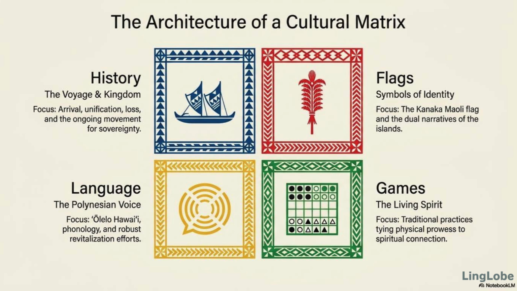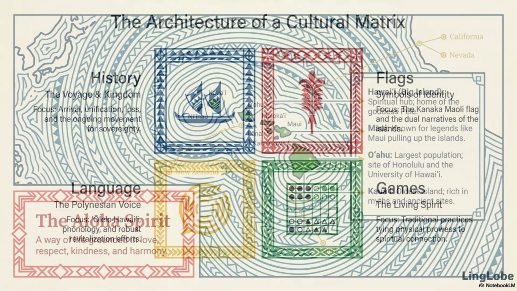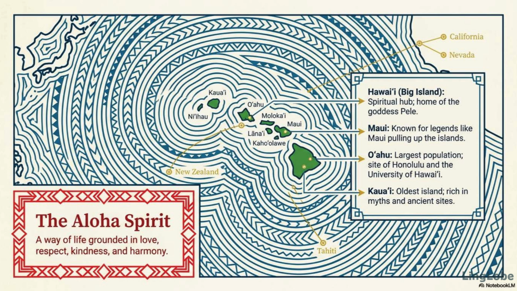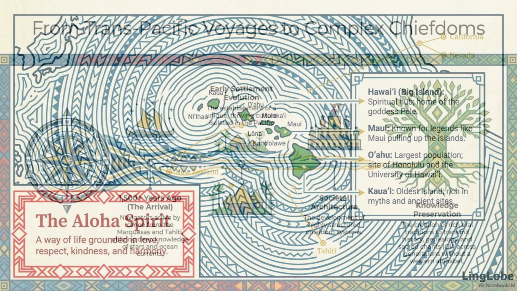So let's start with the geography. Hawaii, Maui, Oahu, and Kauai. And this idea of the Aloha spirit. Oh, right. It is not just a greeting, is it? No, not at all. Think of the Aloha spirit as like the operating system for the islands. It is a social contract based on love and harmony. Like, if you don't treat the land and people right, the system crashes. That makes perfect sense.